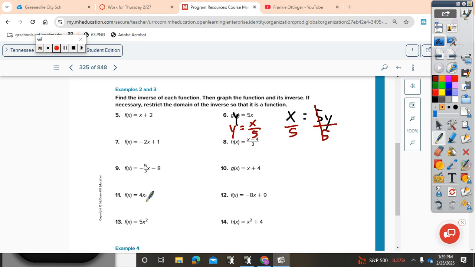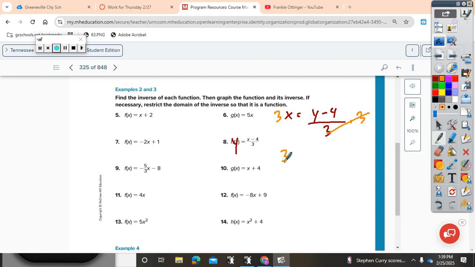We'll go to the next page, see what you can do with some of this stuff. Number 8, we're going to start with y equals x minus 4 divided by 3. So to start finding the inverses, we'll say x equals y minus 4 divided by 3. And then again, it's just equation solving. So we're going to solve this thing back for y. So we will times 3 to both sides. I'll have 3x equals y minus 4. And I'll finish this thing up by adding 4.